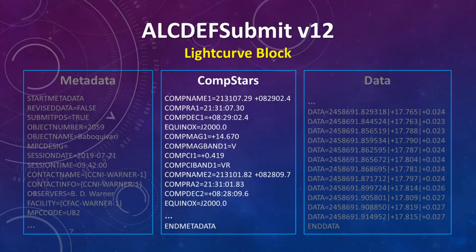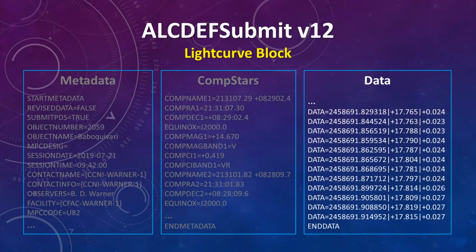At the end of the metadata block is the comparison star block, and it has information about the comparison stars used for differential photometry. While optional, including this section is strongly encouraged. Note the end metadata keyword at the end of the comp star section.